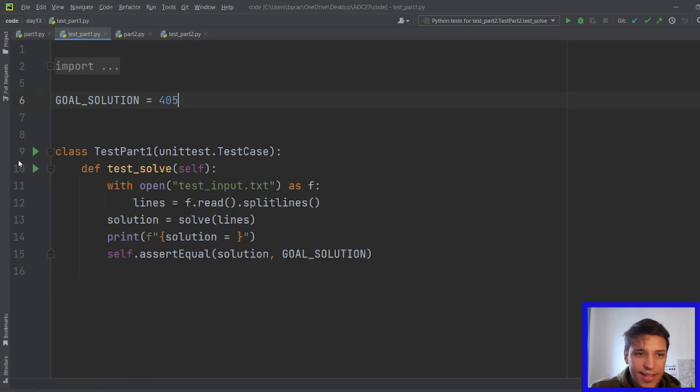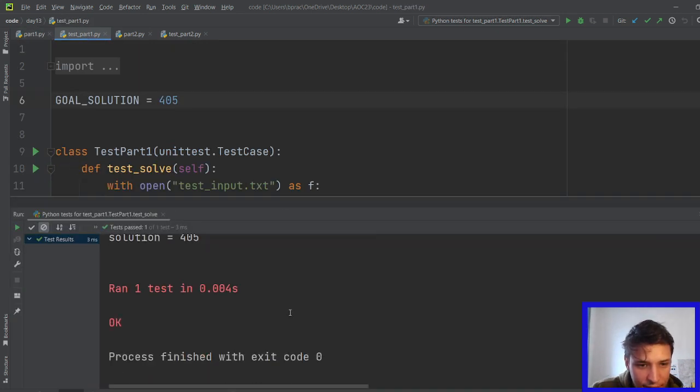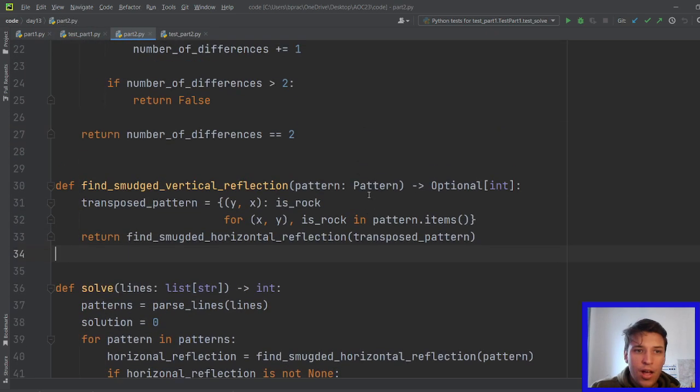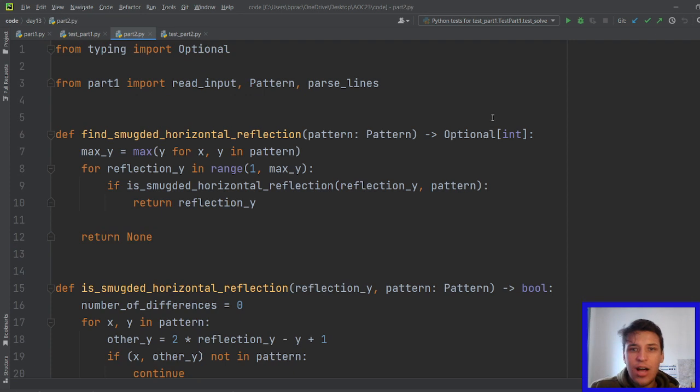All right, we can test this on our test input. That looks good. So we can also run it on a real input, and it also turns out it gives us the right solution. For part 2, it turns out the mirrors have some smudge in them, so the reflection is not exactly correct, but the reflection the mirror produces has one mistake in one single position. So now we want to find these new smudged mirrors.